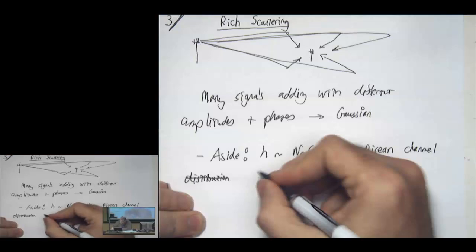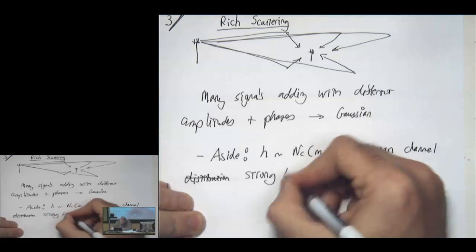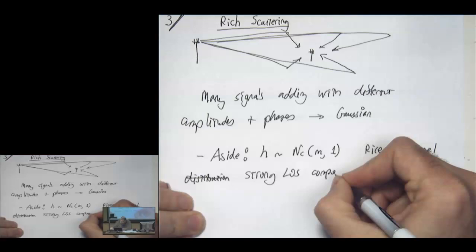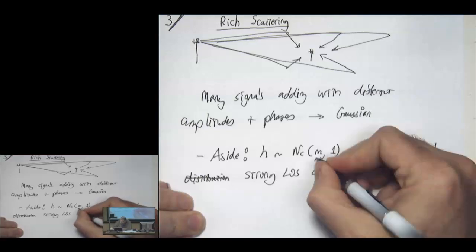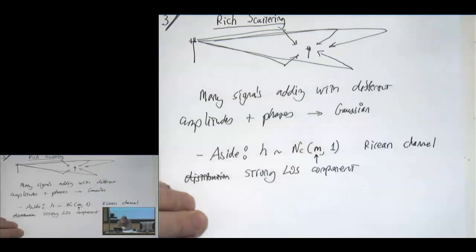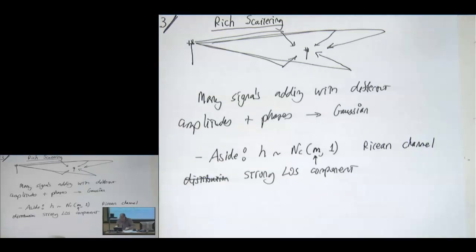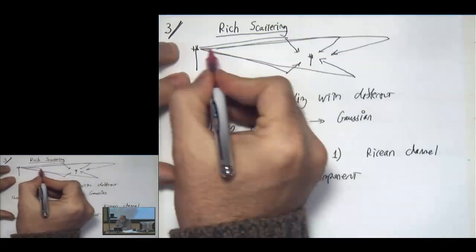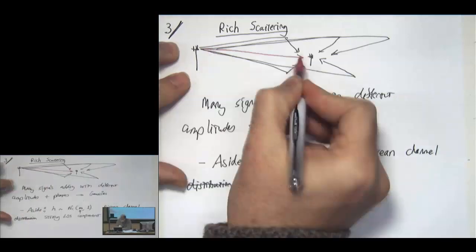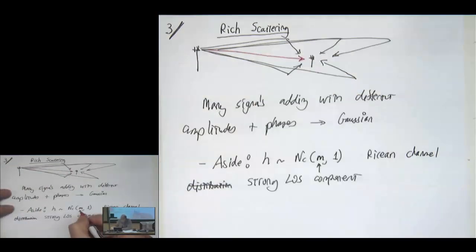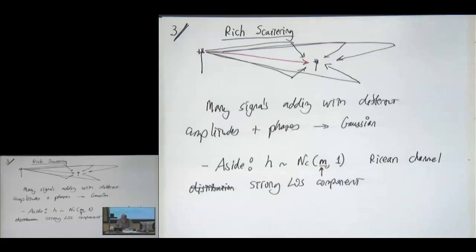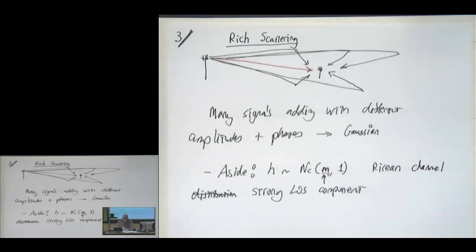And this is used when there's a strong line of sight component. That line of sight component is signified by having a non-zero mean here. So if you had a system where you had a direct path from transmitter to receiver, and then a whole bunch of reflected paths, then you might instead use this Rician type distribution. That's also used in the literature, but it leads to more complicated expressions, so we're going to stick with the Rayleigh fading result here. All right, any questions on that?